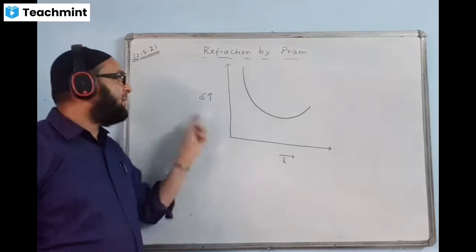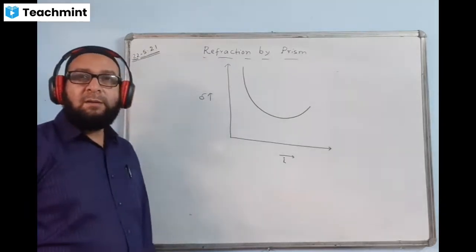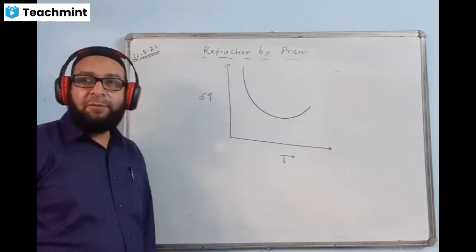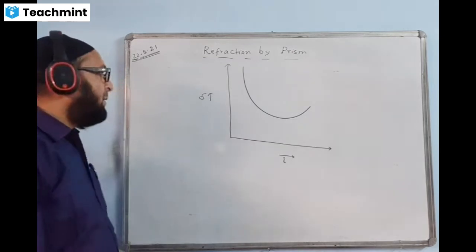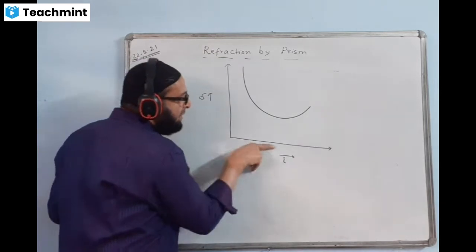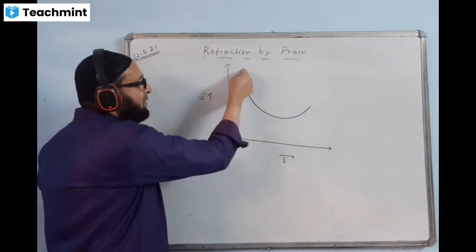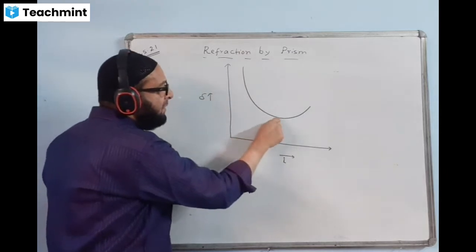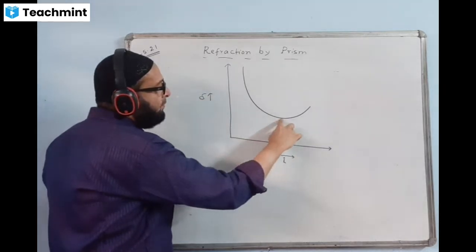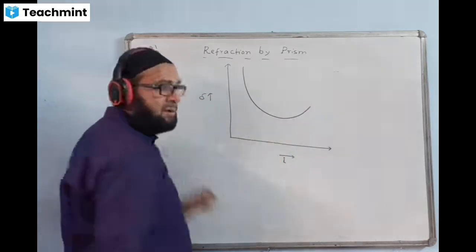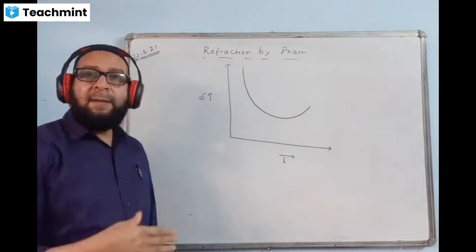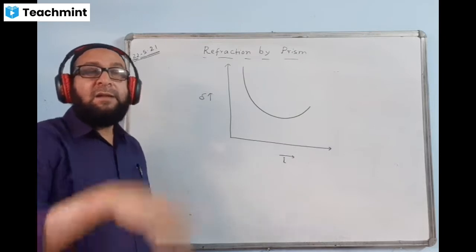How does delta vary with I? We say the variation is shown by a graph like this. This graph is called the deviation curve or deviation graph. In the graph, you see that when we increase the angle of incidence I, the value of delta keeps on decreasing. At a particular value of I, the angle of deviation becomes minimum, and after that it again increases.